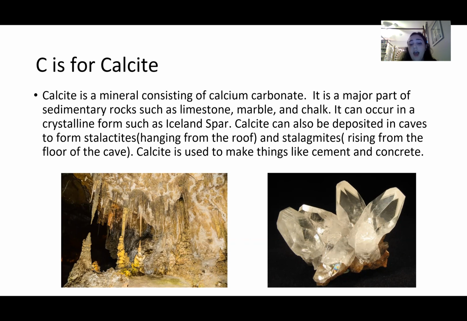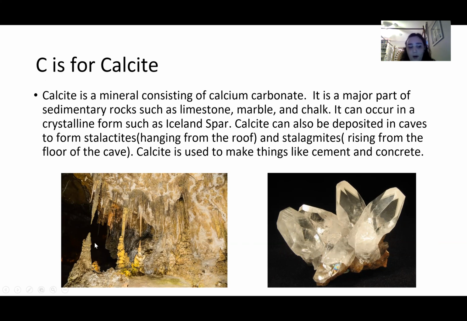It can occur in crystalline forms such as Iceland spar, and calcite can also be deposited in caves to form stalactites hanging from the roofs and stalagmites rising from the floor of the cave. Calcite is used to make things like concrete and cement.